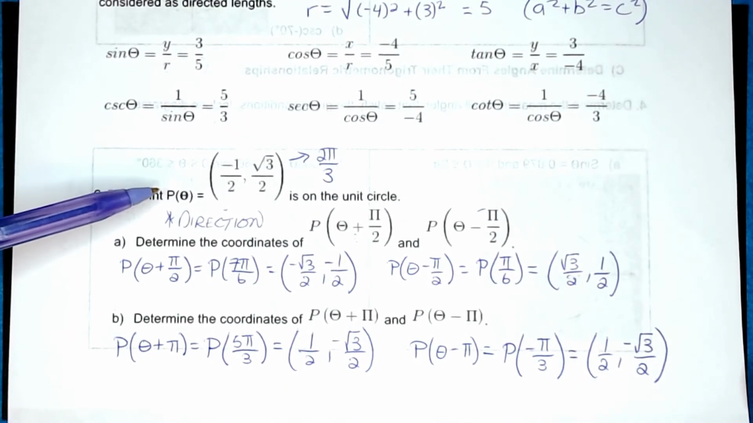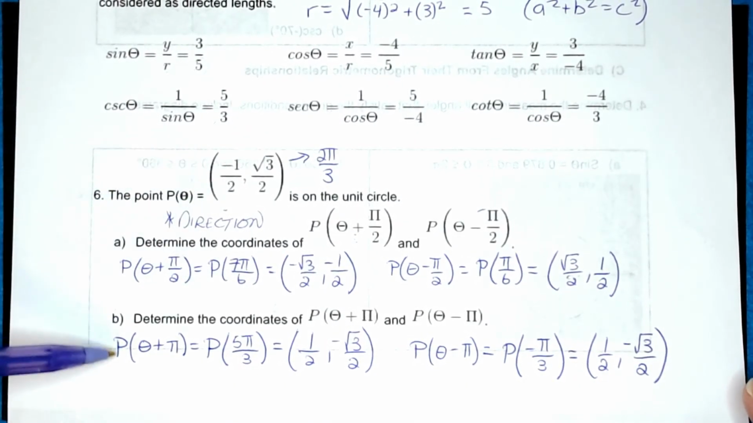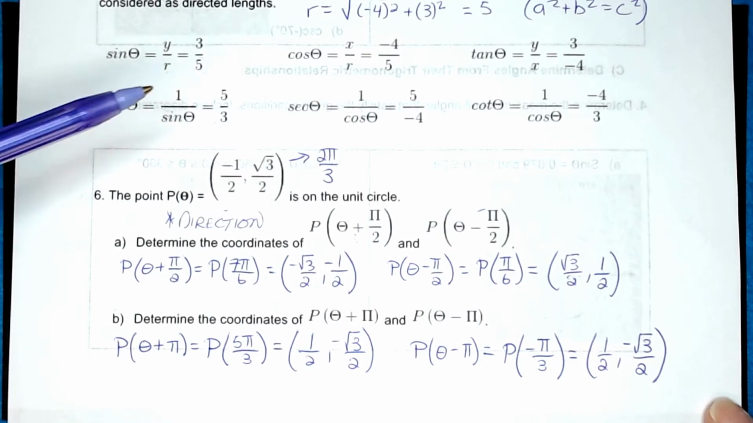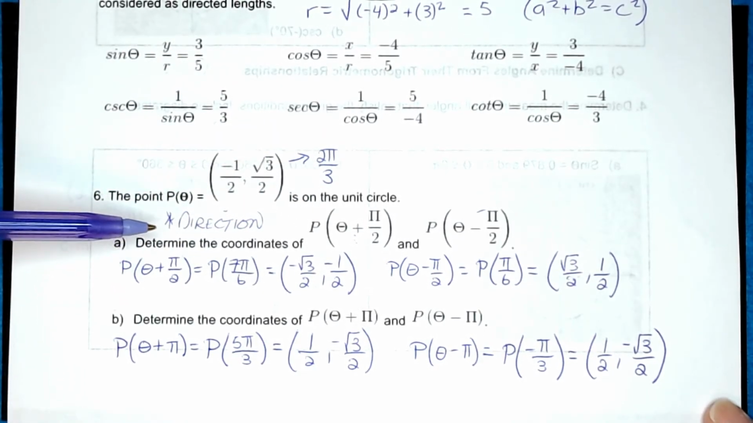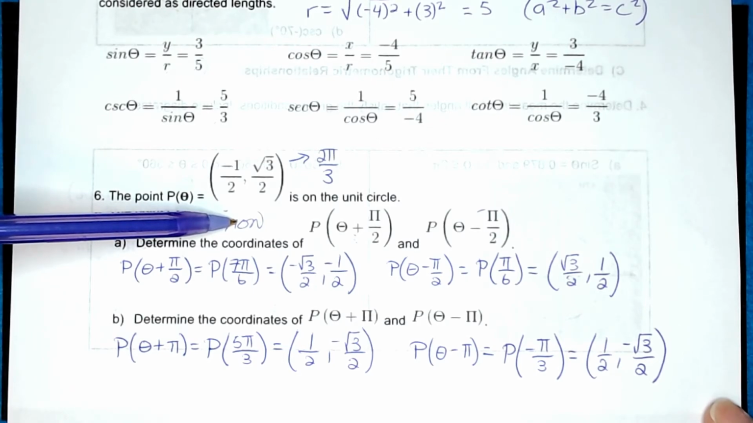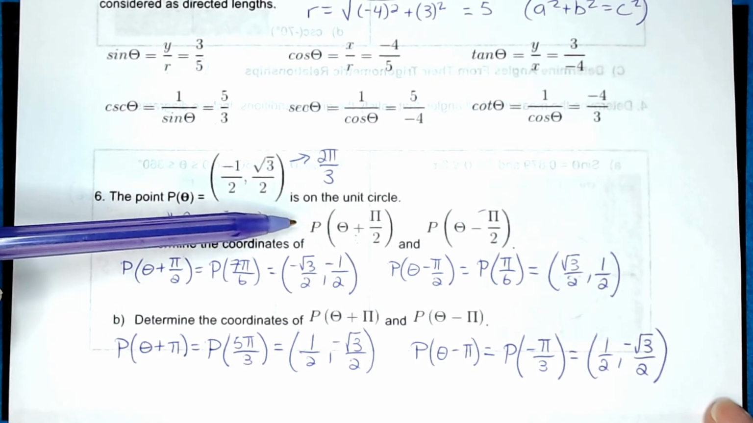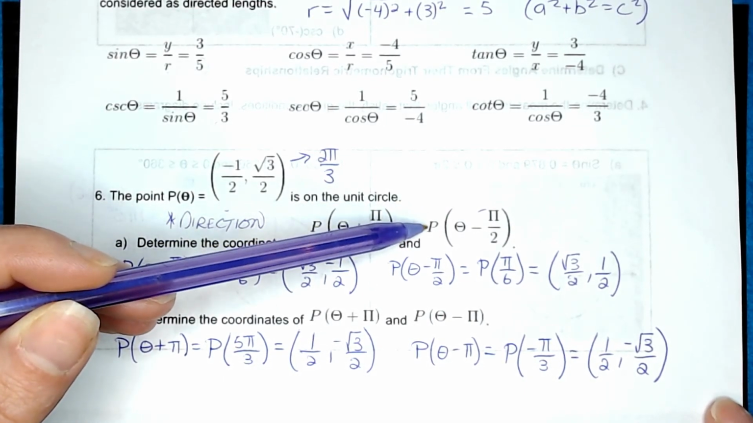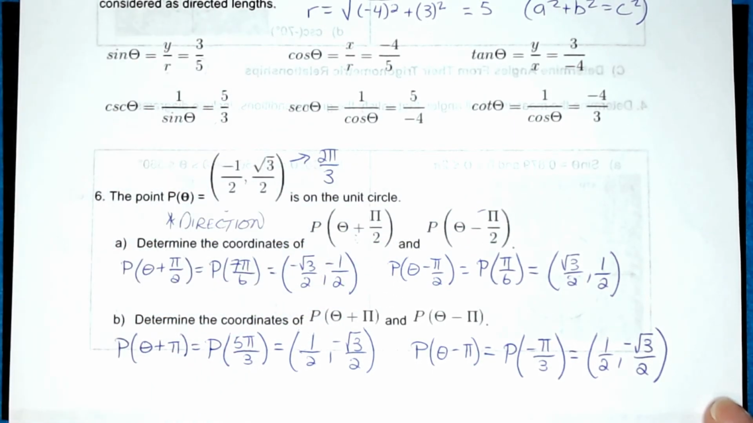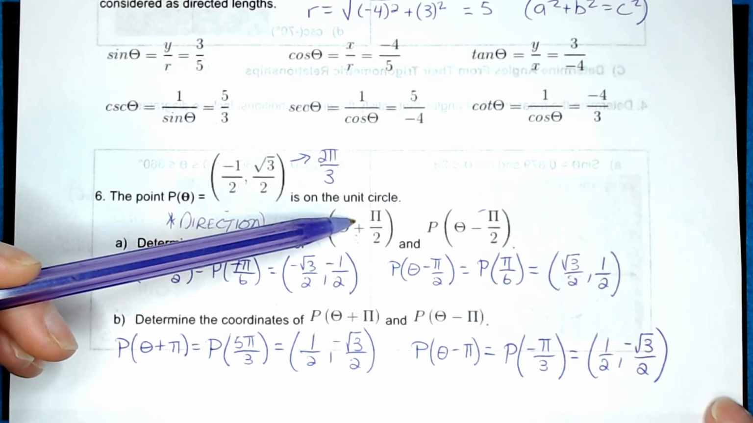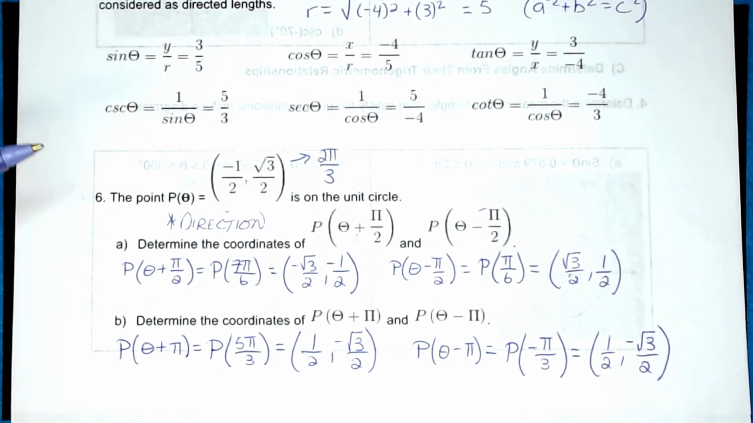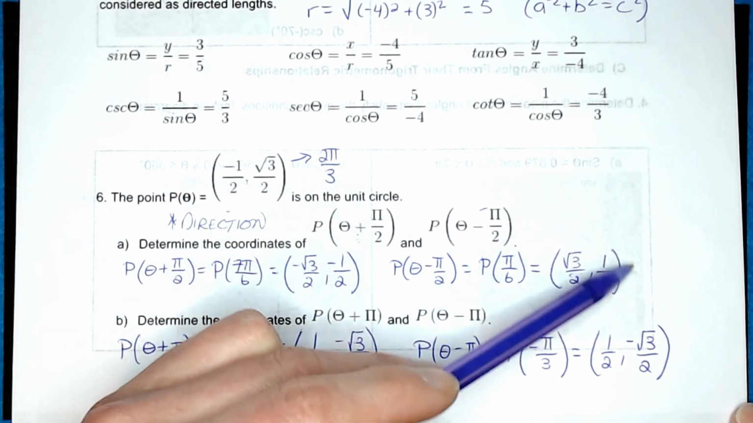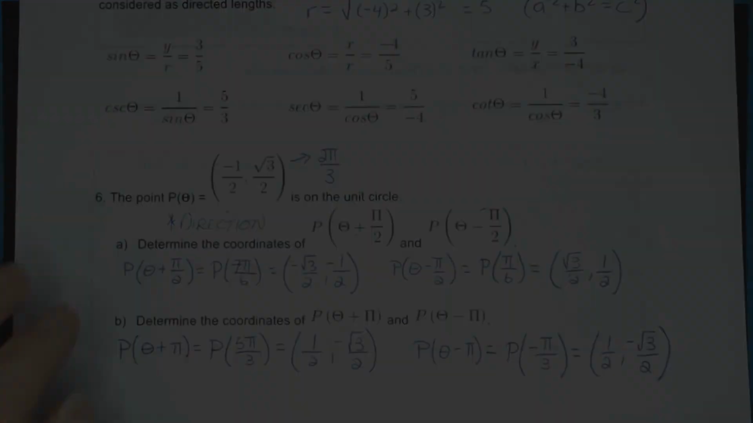The last type of problem that you can get with these questions is you'll be given the coordinates of theta, and you'll need to find the reference angle for that. Just be conscious of the direction that these questions are asking you to move. So of course, if it's asking you to determine the coordinates of P theta plus pi over 2 or 90 degrees and P theta minus pi over 2 or 90 degrees. Remember, this way you're moving counterclockwise and this way you're moving clockwise around the unit circle. So very simply, you just move about the unit circle and find the new coordinates for the values that are given.